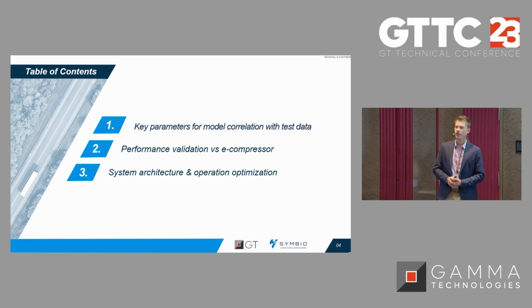For this presentation, I will have three main parts. The first one will be the key parameters for correlation to test data. Then we will check the performance of our E-turbo compressor compared to our previous compressor, and some slides about system architecture and operation optimization.